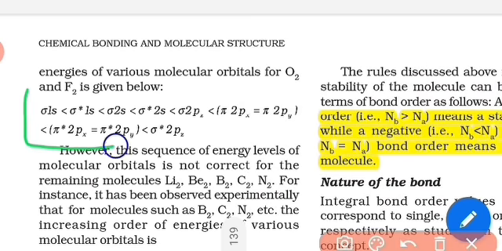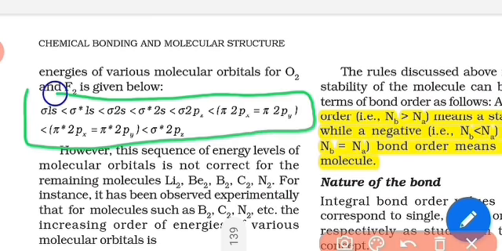This is the energy sequence for all the molecules except boron, carbon and nitrogen molecules. So electrons will fill in these molecular orbitals in this sequence only.